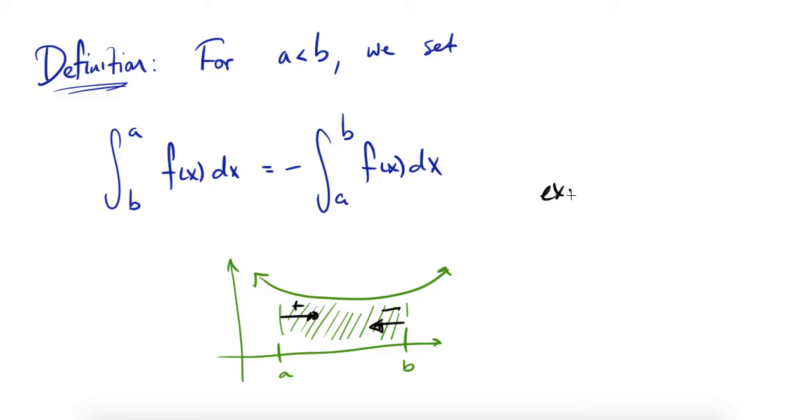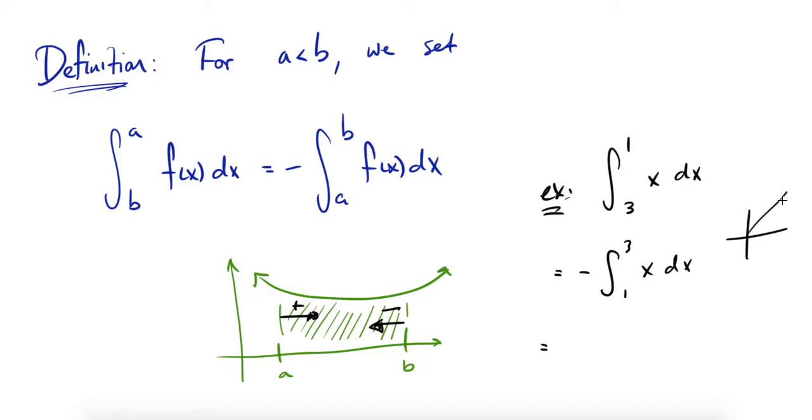So for example, let's just do the integral from 3 to 1 of x dx. These are out of order. In general, you want the smaller one on the bottom. So that's going to be negative the integral from 1 to 3 of x dx. And from the theorem above, we know that, okay, well, we don't know that actually. But if you think about this geometrically, you can think about this starting at 1 and ending at 3.